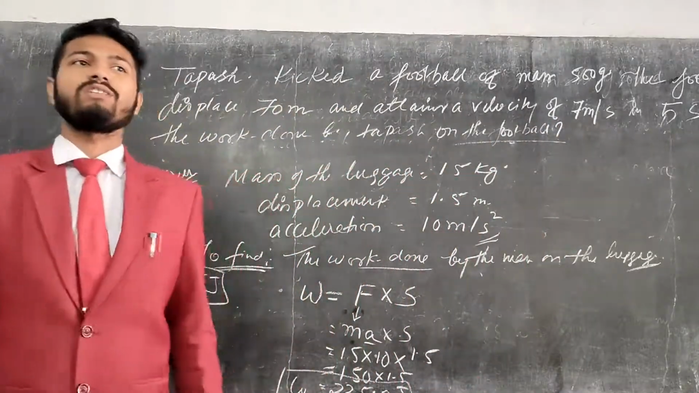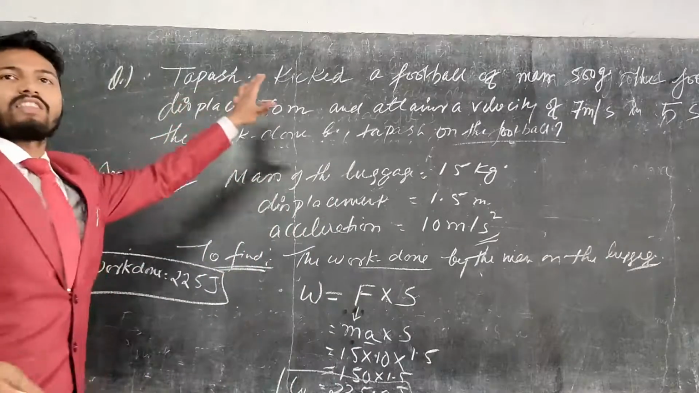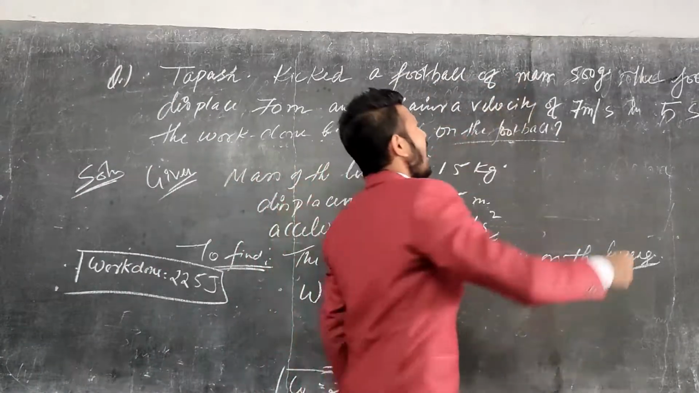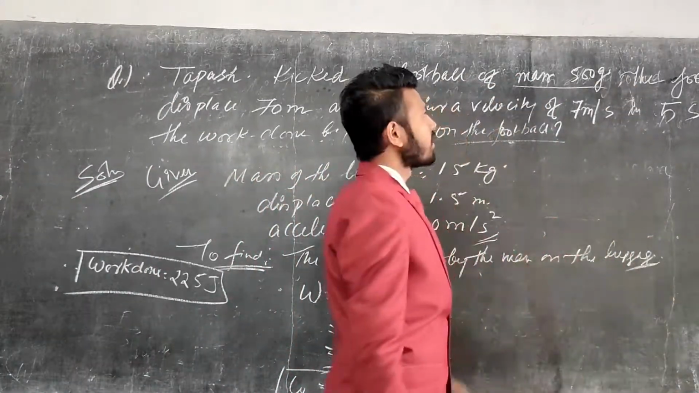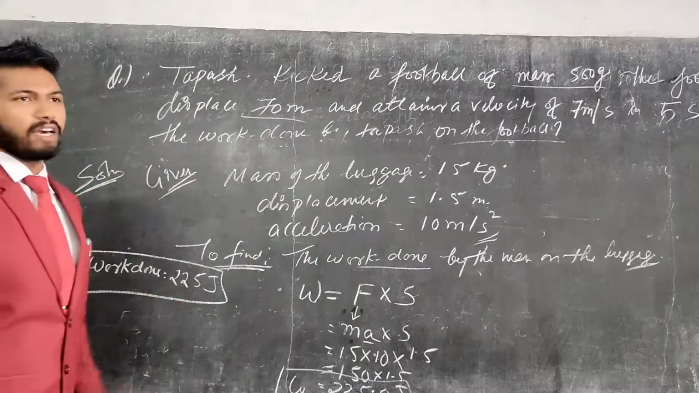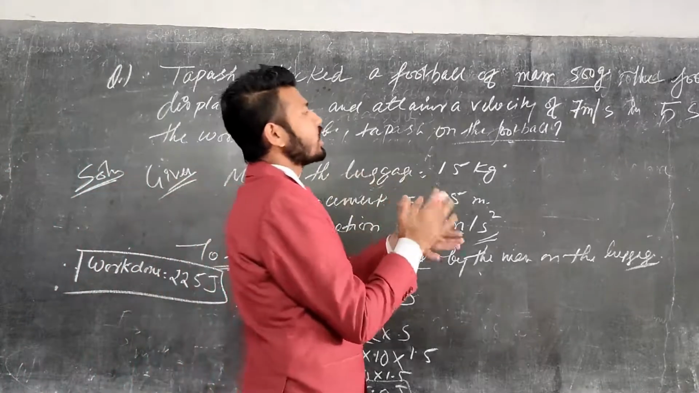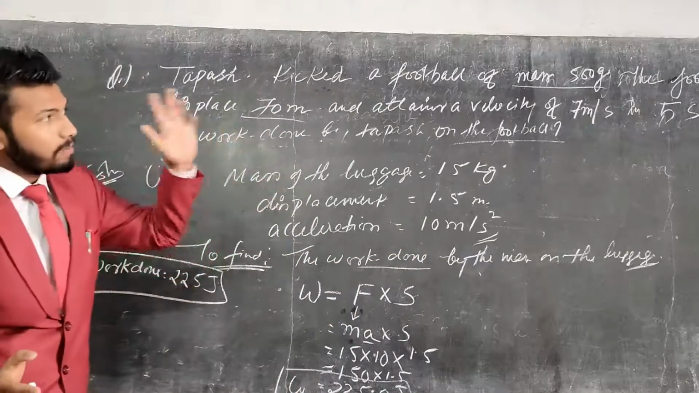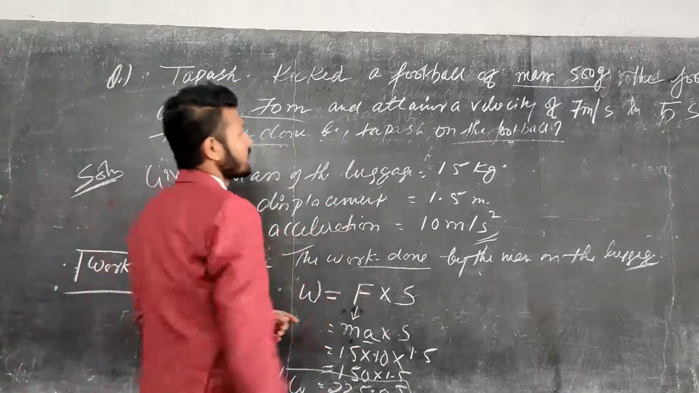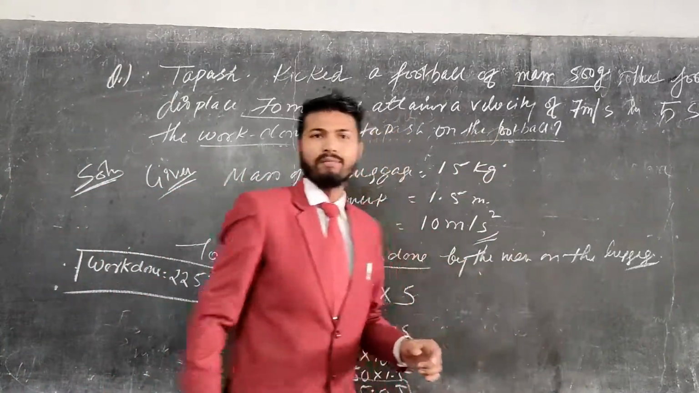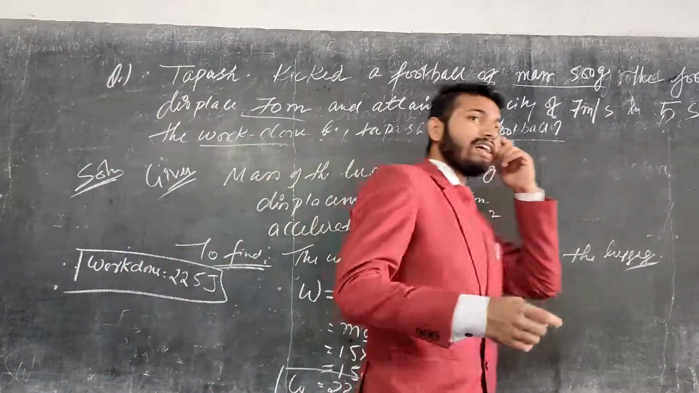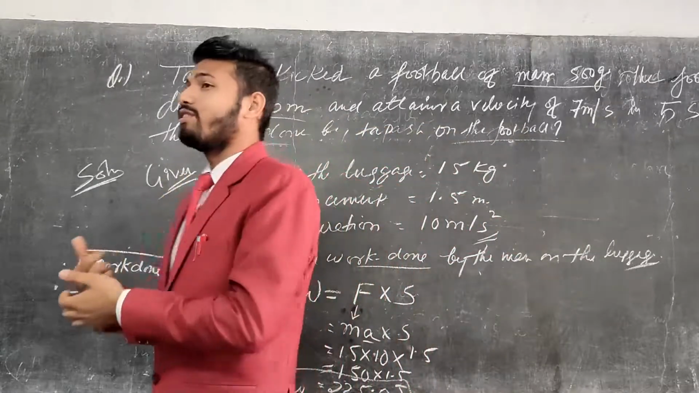This is the question. A nice question to the class. Tapash, come on. Tapash kicks a football of mass 500 gram. The football displaces 70 meters and attains a velocity of 7 meters per second in 5 seconds. Find the work done by Tapash on the football. That's a very nice question. It's a good analysis of your brain. If you have a really clear concept of our earlier chapter, then you can easily deal with this question.